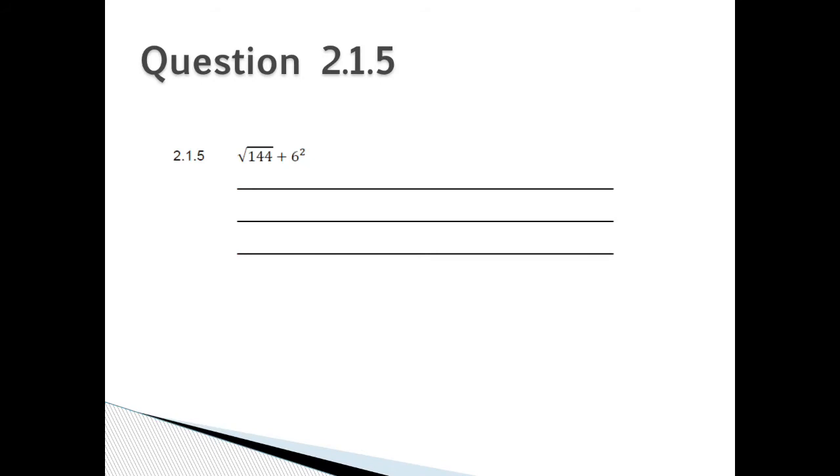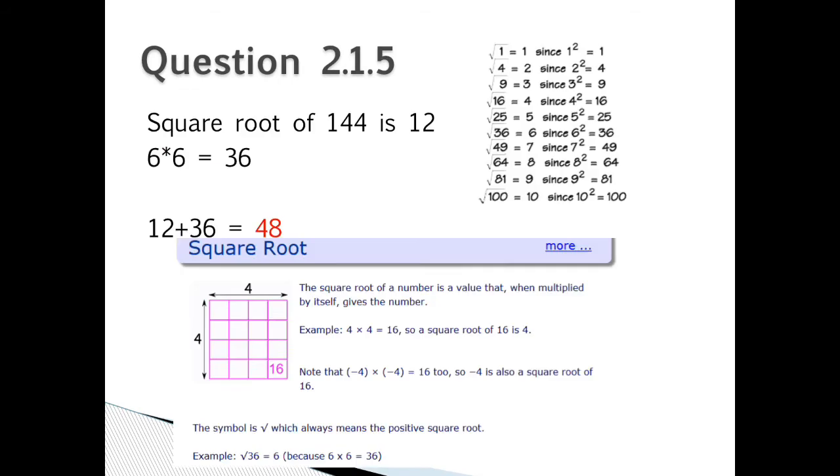2.1.5. Find the square root of 144 plus 6 squared. The square root of a number is a value that when multiplied by itself gives the number. For example, 4 times 4 is 16, so a square root of 16 is 4. Note that minus 4 times minus 4 is also 16, so minus 4 is also the square root of 16. The root symbol means that it is a positive root.